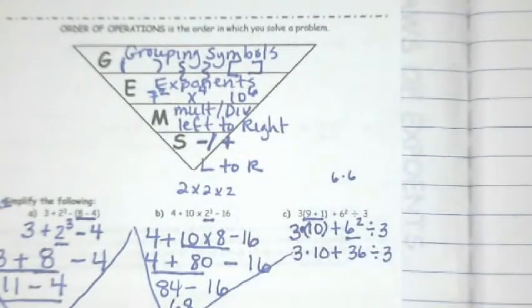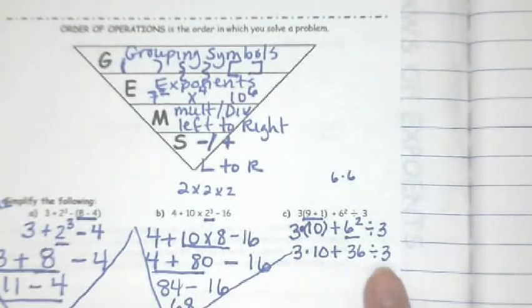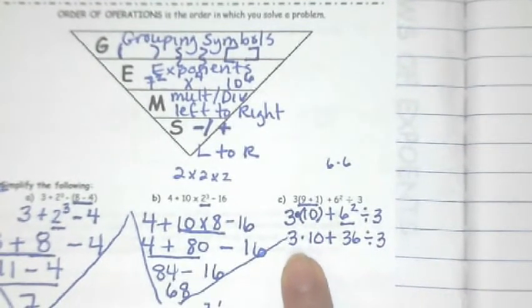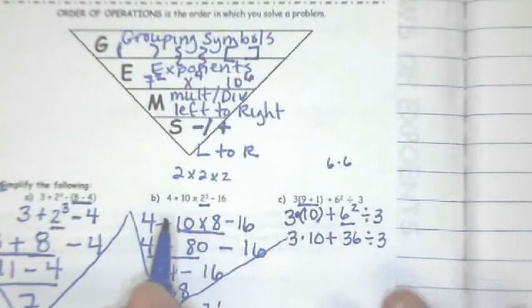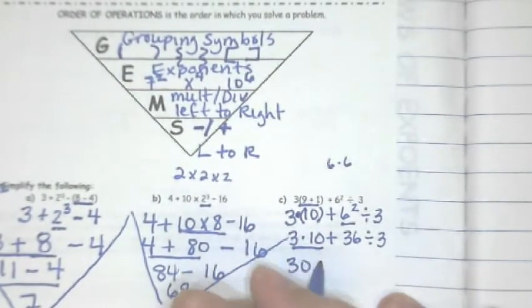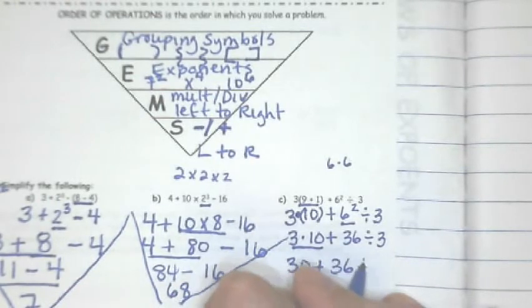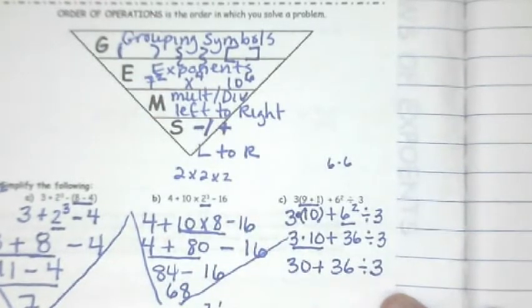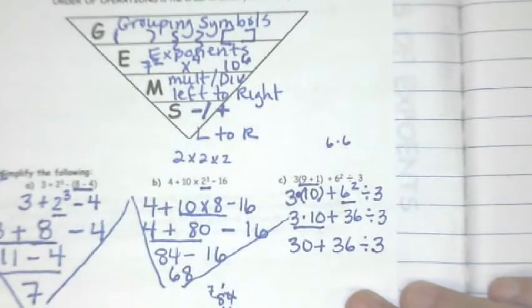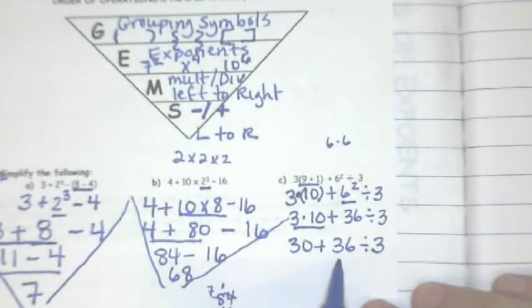I look in my problem, and I have multiplication, and I also have division, but I'm going to start over again because I got to do whatever comes first. Whatever comes first, left to right. So the multiplication comes first. So I do 3 times 10, which is 30, and then I'm going to bring down everything else. Remember, you're doing one step at a time. So then I double check, okay, so now what? Do I have any more multiplication and division? I do. I have division still.